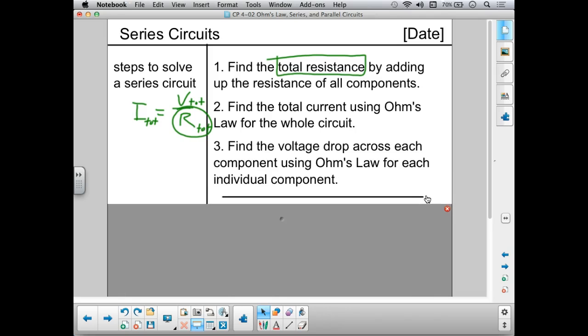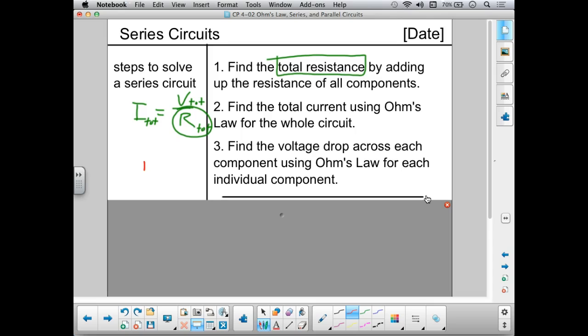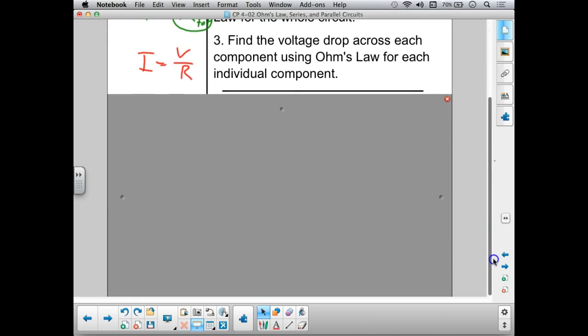Step number 3, find the voltage drop across each component using Ohm's Law for each individual component. So we do Ohm's Law again. We do I equals V over R, but this time we do it over each individual component. If that doesn't make sense, let's see an example step by step.